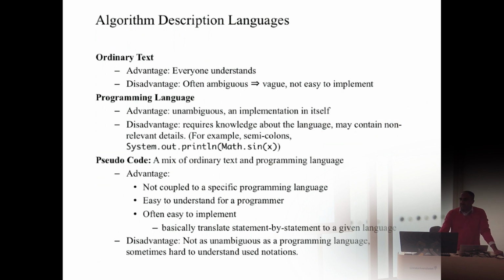And then, as I told you in the beginning, we don't have any specific language to write algorithms. It can be written either in your natural language, or in a programming language, or in a specific format that we call pseudocode. Each of them has its own advantages and disadvantages. For example, natural language is simple to understand, but the problem with natural languages is that they are often ambiguous.